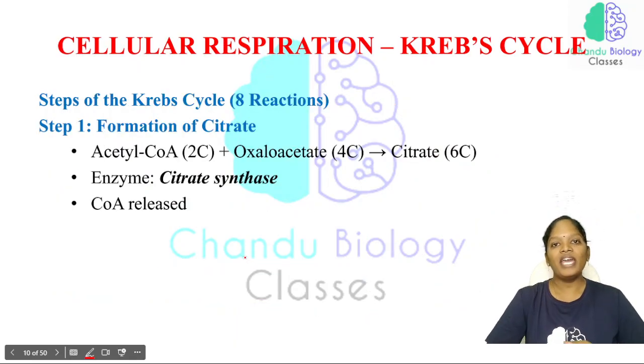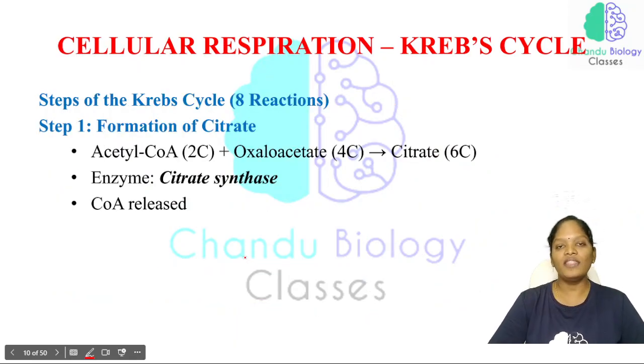Now, we have totally 8 reactions in the Krebs cycle. How many reactions in the glycolysis? That will be 10. Half of the stages we call the preparatory phase, and the remaining will be the payoff phase. But the Krebs cycle involves 8 reactions. 8 reactions together we call a Krebs cycle, and the first step will be the formation of a citrate.